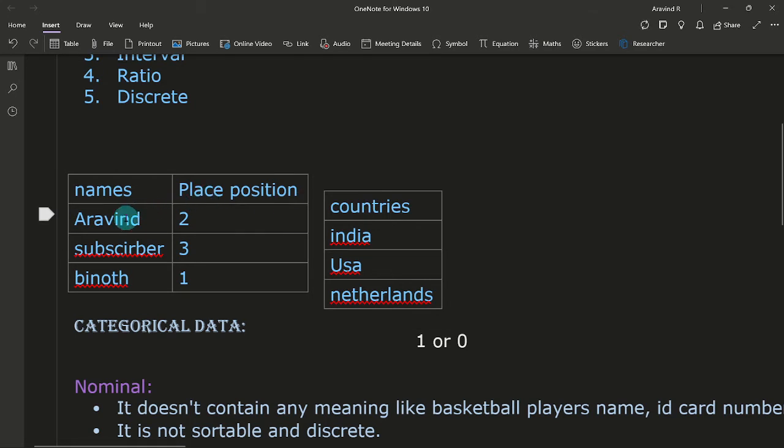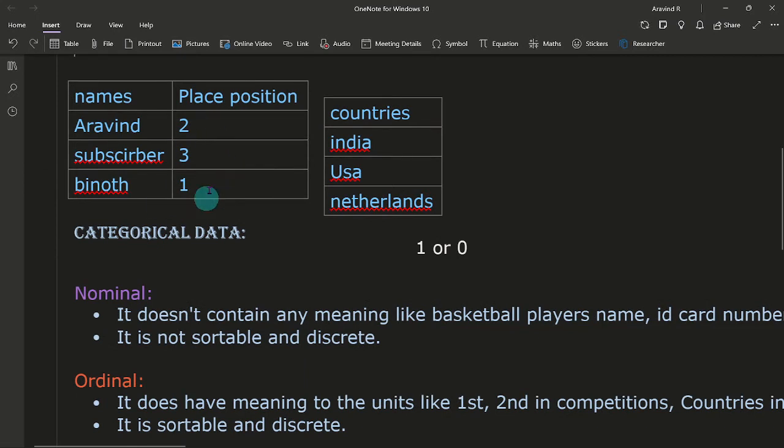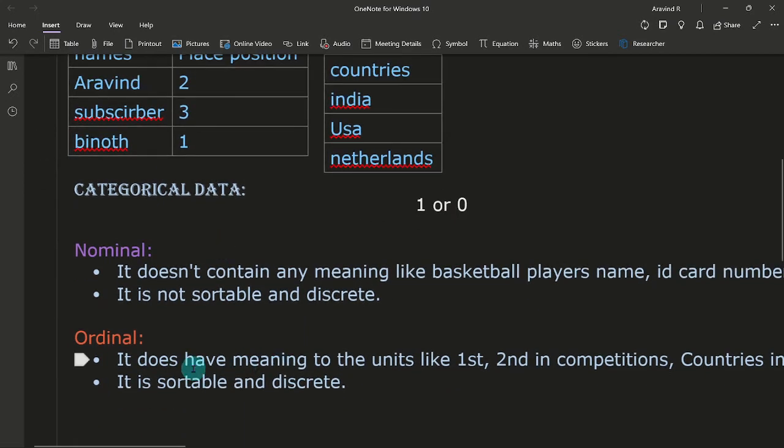So we can order the country based on this position. Netherlands got first, India got second position, and USA they got third position here. Okay, guys. So if we can order the thing, and if the thing was discrete here, then we can tell that it is ordinal type of data.